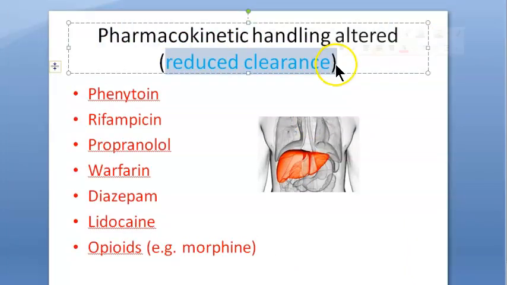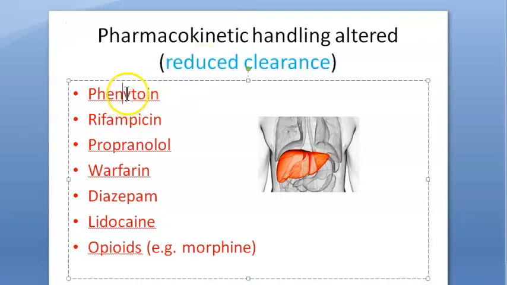See, some of them will have reduced clearance, so they will have their enhanced effect again, right? Because of their reduced clearance, you'll have to adjust the dose. I am thinking phenytoin, an anti-seizure medication, right? Then rifampicin. Rifampicin, where will you give? Yes, think. Antitubercular. Very good.